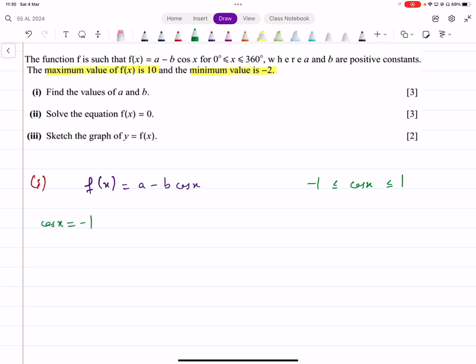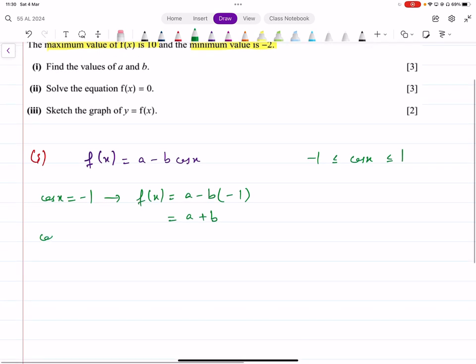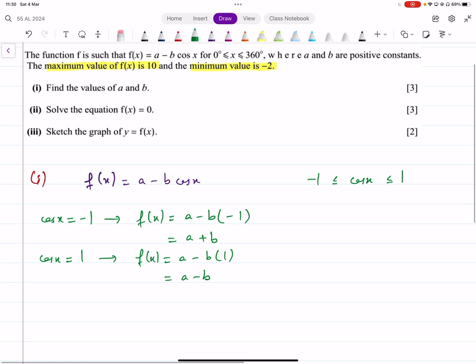-1 and 1. So all we have to do is input cos of x equal to -1 in the function first, and that gives you a minus b into -1, and that is a plus b. And then you input cos of x equal to 1. What does that give you? A minus b into 1, which is a minus b. Now a and b are both positive constants. Is a plus b a bigger number or a minus b a bigger number? A plus b is a bigger number. So this is going to be your maximum value.